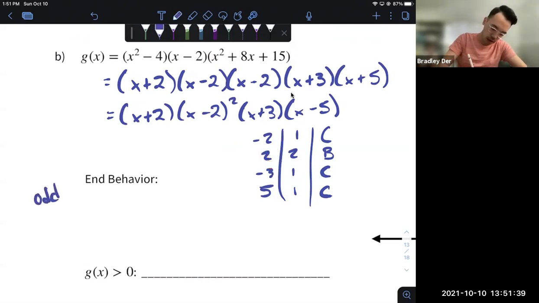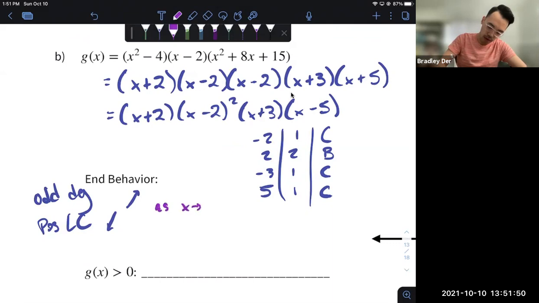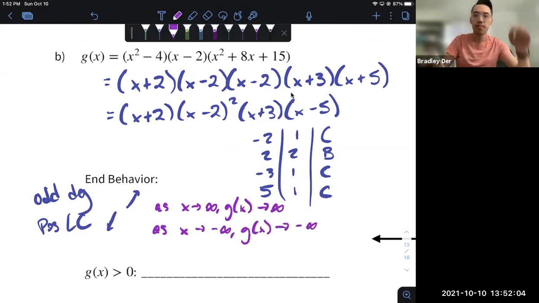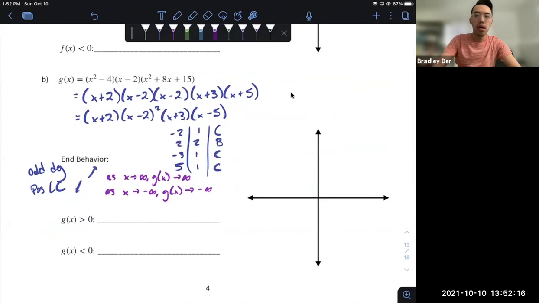So odd degree looks like it is a positive lead coefficient. So tails looking like this, and then we can write out the end behavior. As x approaches infinity, g of x approaches infinity. As x approaches negative infinity, g of x approaches negative infinity. Right, so the first sentence representing the right-hand tail, the second sentence representing the left-hand tail. Right, so now I can go ahead and graph.